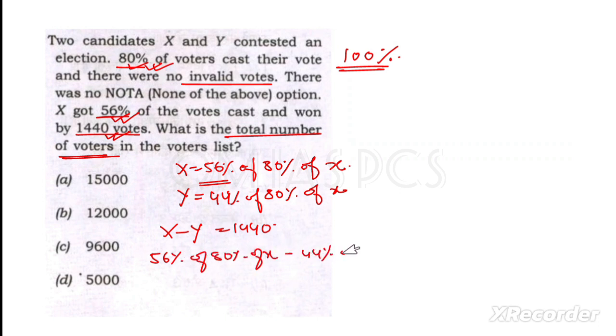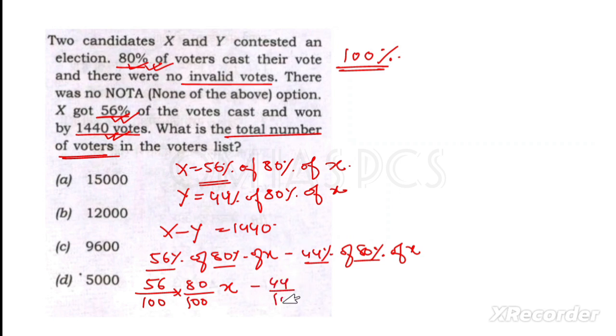of 80% of x. Okay, so can we convert this into fraction or decimal, whatever you can? Here we will convert it into fraction: 56 by 100, and this is 80 by 100 of x, minus 44 by 100, this is 80 by 100 of x, is equal to 1440. Is it clear? So 10 we can cancel out here.